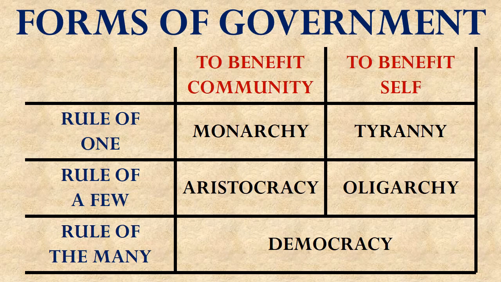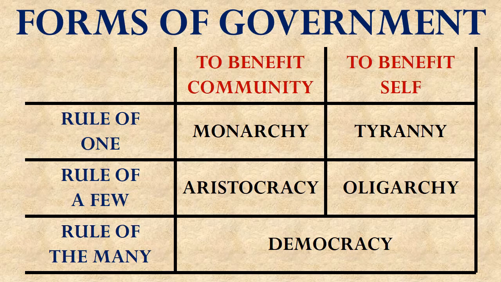Aristotle organized and labeled the potential forms that a government might take, as represented in this chart. A single ruler seeking to benefit the whole community is monarchy, while a single ruler seeking to benefit himself or herself is tyranny. A small group of rulers who seeks to benefit the whole community are an aristocracy, while a small group of rulers who seek to benefit themselves are an oligarchy. And rule by the many is democracy, which is for the benefit of both the community and of the rulers, because they are the same.